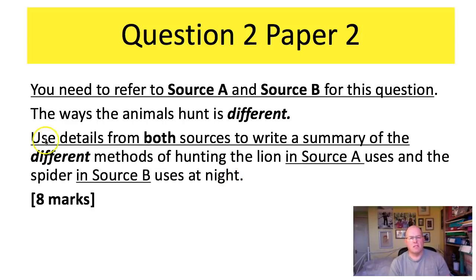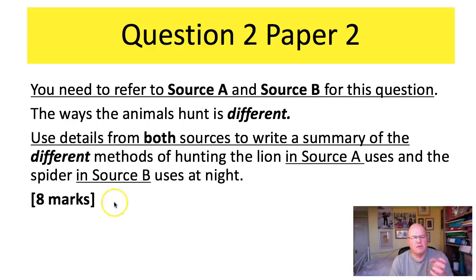The bits that are underlined are the bits that will be the same no matter what the question is. So you'll always be asked to look at source A and B. You'll always be asked to write a summary. It'll probably be about different methods instead of the same methods. The things that you're looking at, like the hunting, might be slightly different. So hunting generally and hunting at night here, just to try and make you focus more in the exam.